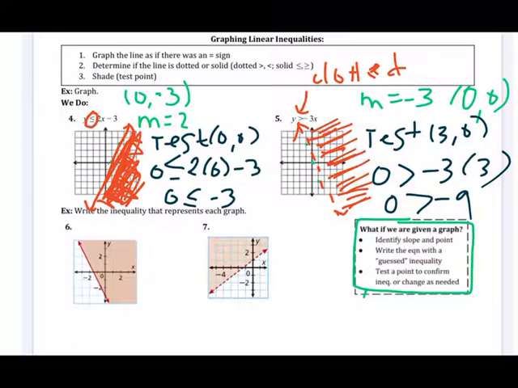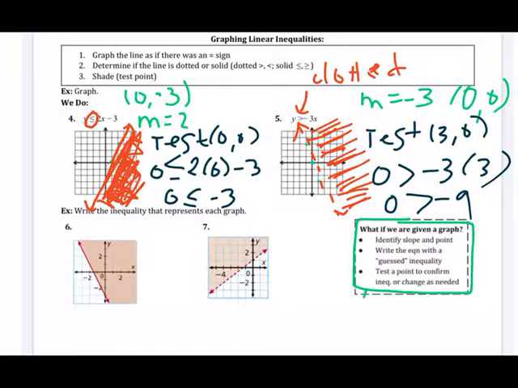Then, if you can see the above and below, above meaning greater than, below meaning less than, then you're going to guess that sign. And I have guess in quotations here because it's really an educated guess. And then you're going to test a point to confirm that your inequality is right. And if your inequality is wrong, then you need to switch it around. So let's look at two examples here.